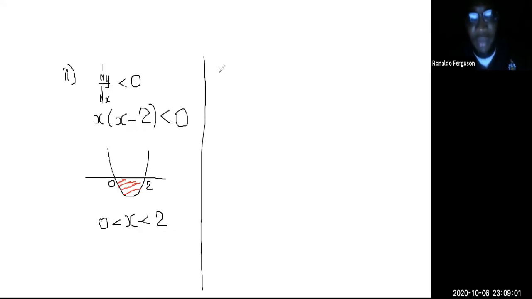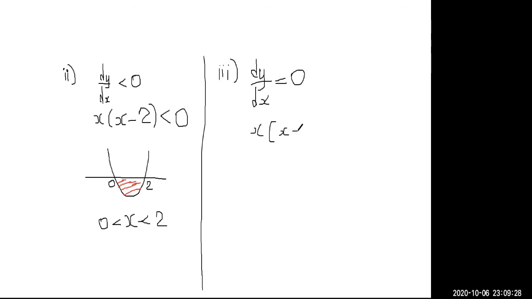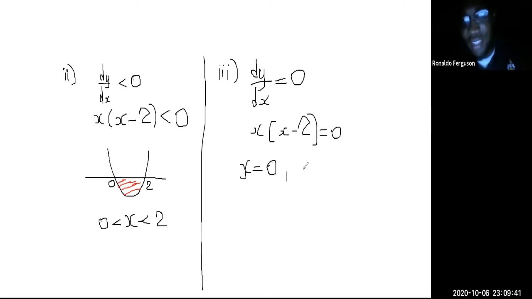Now, part 3 says find when the gradient is equal to 0. The gradient equal to 0 means we solve dy by dx equal to 0. So we're pretty much solving this equation again, x times (x minus 2) equal to 0. And so what are the solutions? When it's equal to 0, the solutions are 0 and 2. Very good. So x equals 0 and x equals 2. Those are the solutions.